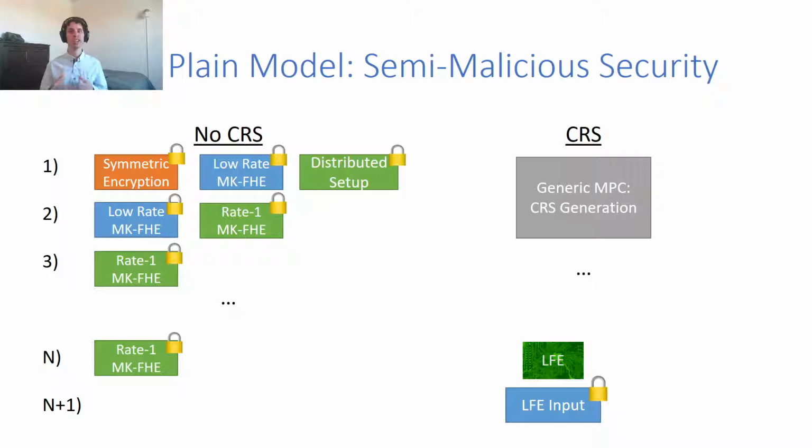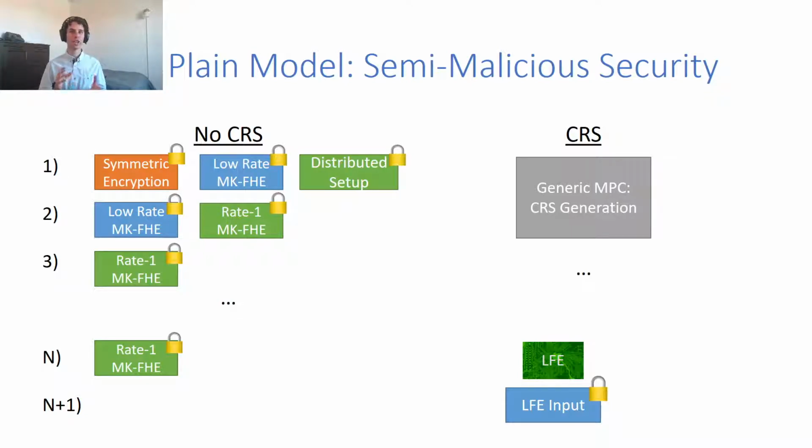Moving towards malicious security, let's consider the case of semi-malicious security, where the parties still have to follow the protocol, but they're allowed to choose their inputs and randomness on the fly in order to try and gain information. What we're going to do here is divide the protocol into two pieces. We'll have the pieces of the protocol which don't require a CRS, and the pieces of the protocol which do.